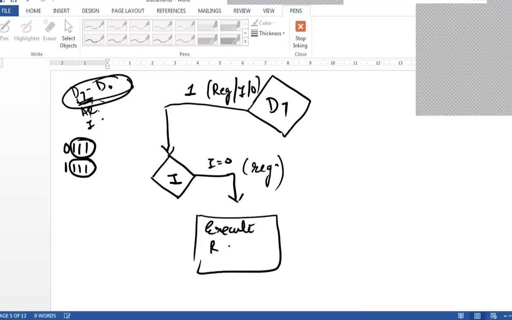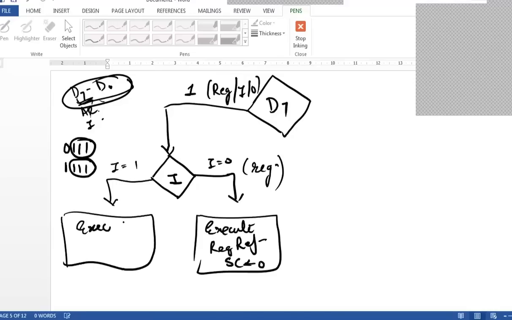Execute register reference instruction and then make SC 0. And if I is 1, it would be my input output instruction. Input output instruction and make SC 0. That is, start again. Okay. So this thing would take place at time T3.